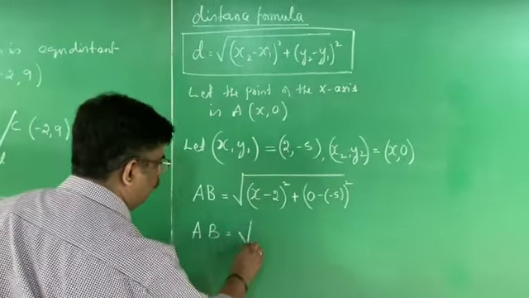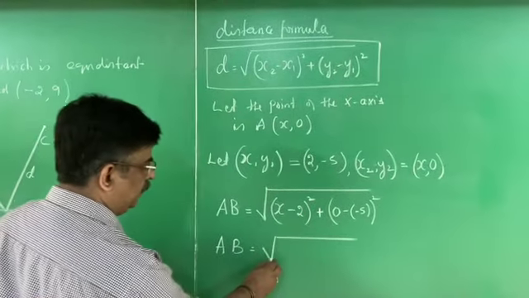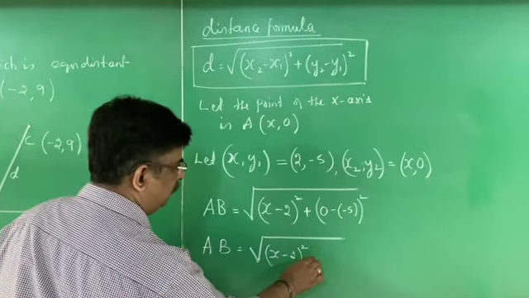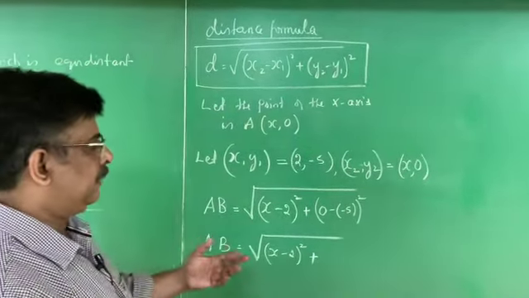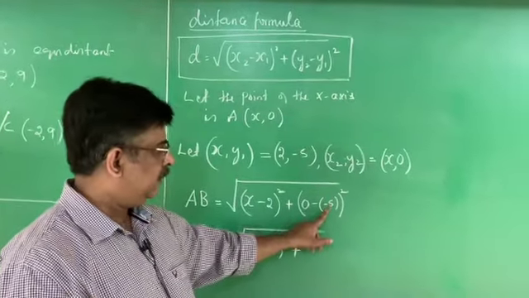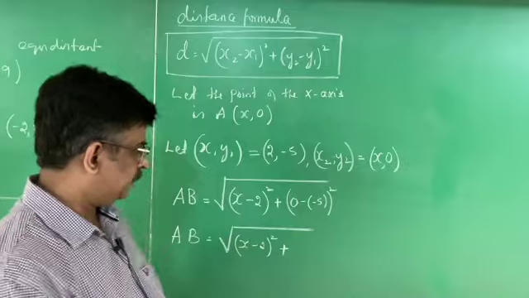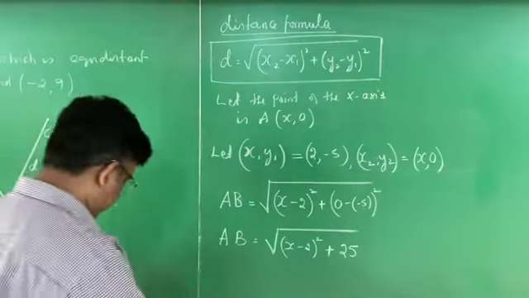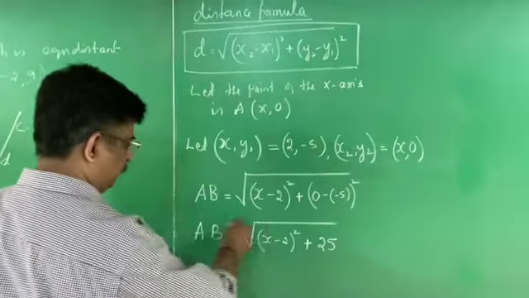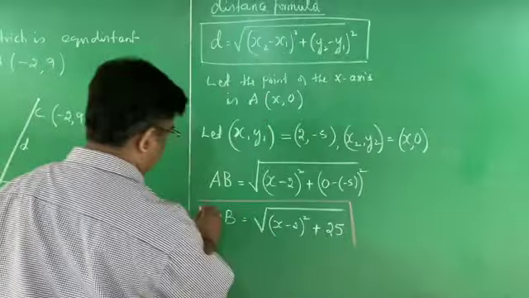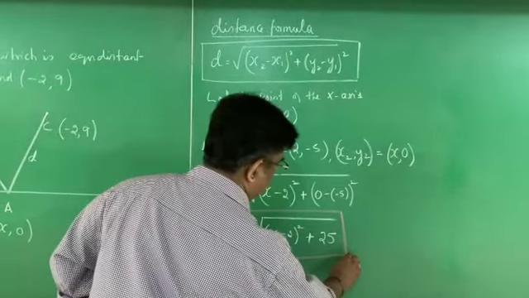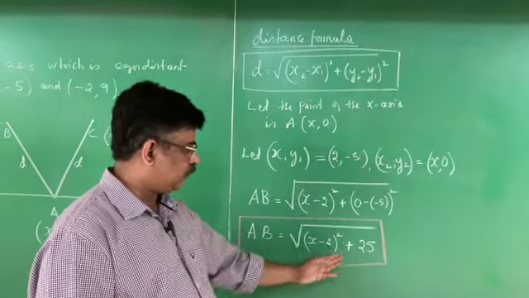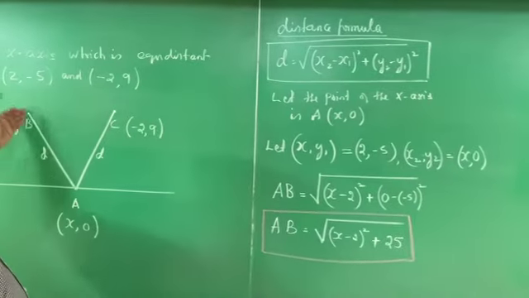AB is equal to root of x minus 2 whole square, I don't do anything here, plus, here I use mathematical skill, minus into minus plus, 5 square is 25. Now I keep it like this, why? Because here there is a root, only after eliminating the root can I do anything, don't expand. AB is equal to square root of x minus 2 whole square plus 25. That is the length of AB.